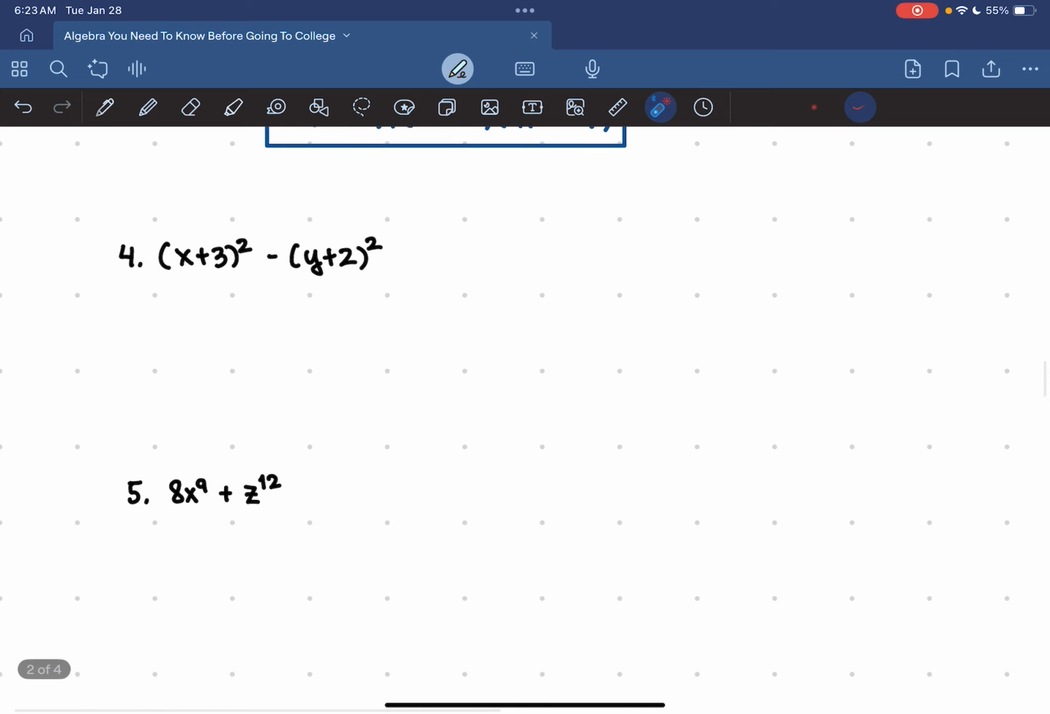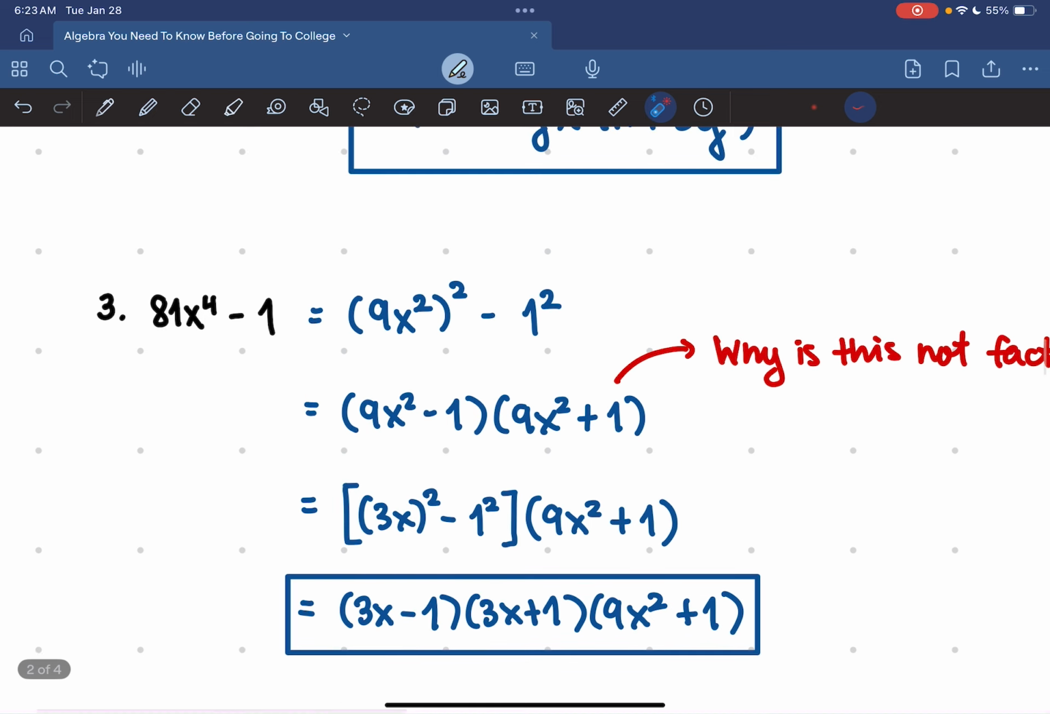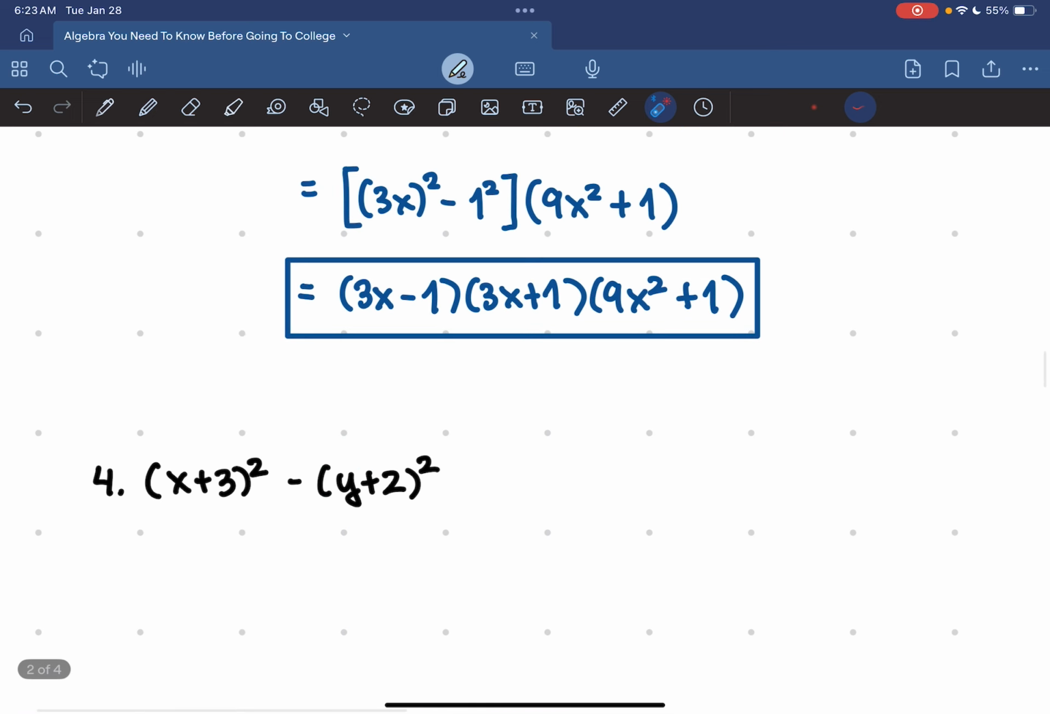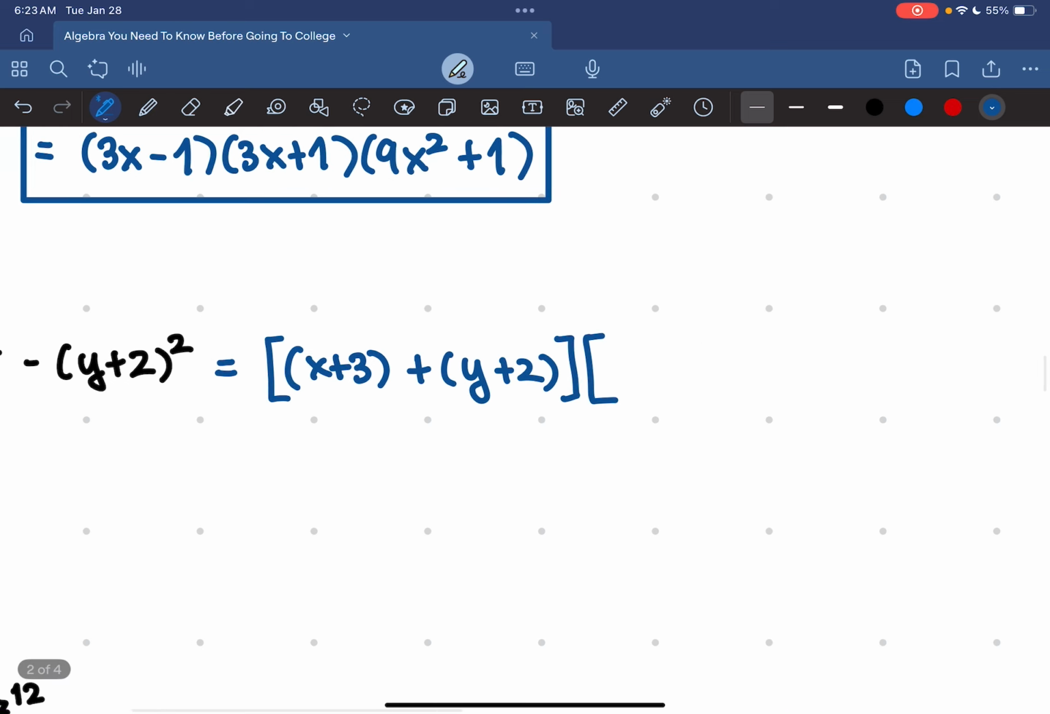Okay, number 4. This is another difference of two squares, but this is a good problem since it shows that the difference of two squares does not only apply to monomials like this one, it can also apply to square of binomials like this one. So applying difference of two squares here, we will have x plus 3 plus y plus 2 times x plus 3 minus y plus 2.